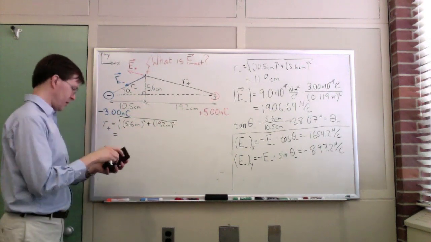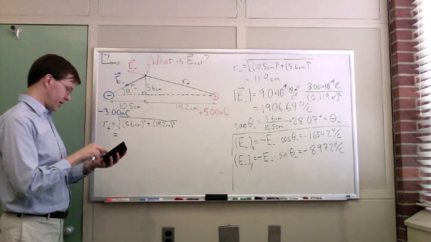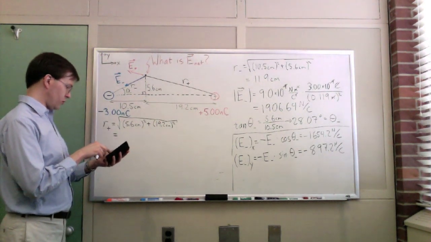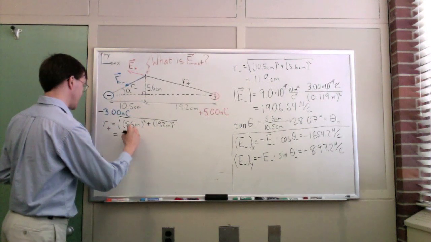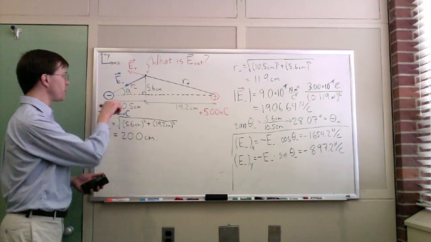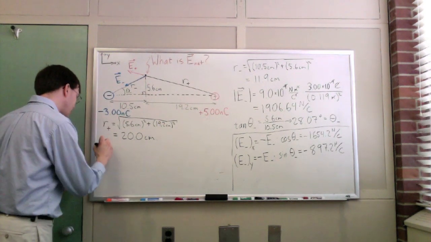When I do that, I've got 5.6 squared plus 19.2 squared. Ooh, I get exactly 20 centimeters. 20 centimeters comes out, so that's my distance r plus. Next, I do my magnitude.